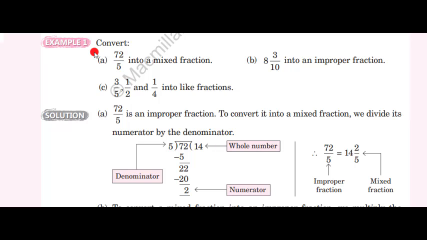So students, now let us see some examples. Example number 1, here we have to convert into the mixed fraction. Now the solution part, you can see it's an improper fraction. To convert into the mixed fraction, what they have done, you can see here. They have kept 5 outside, which was the denominator. The denominator is kept outside and the numerator is kept inside.